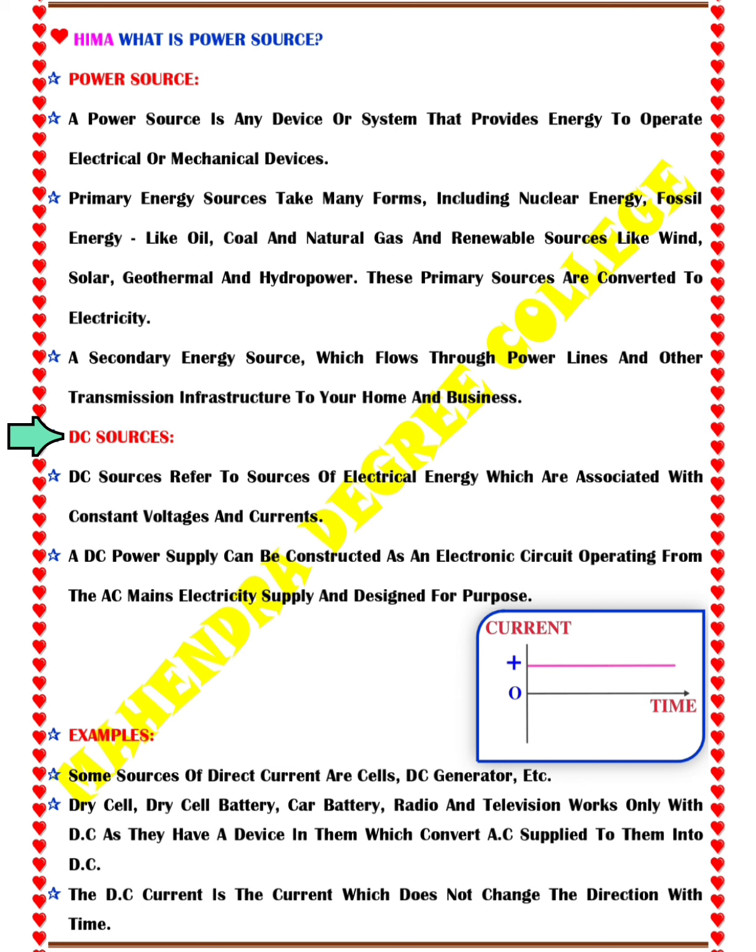DC generators: mechanical energy is converted into direct current electricity. They are used in older power systems and backup generators.